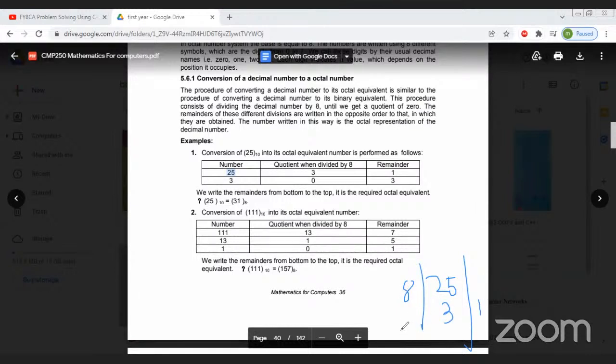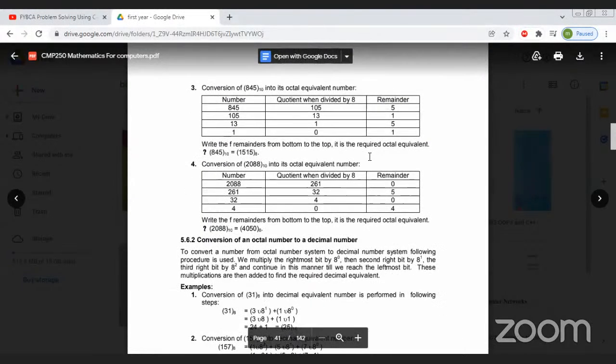After that, can I divide 3? 3 ones are 3? No, because we are talking about 8. So we have stopped there. So my answer is, the octal number of 25 is 3 and 1. See, 3 and 1, and the suffix used is 8. Understood about decimal to octal?